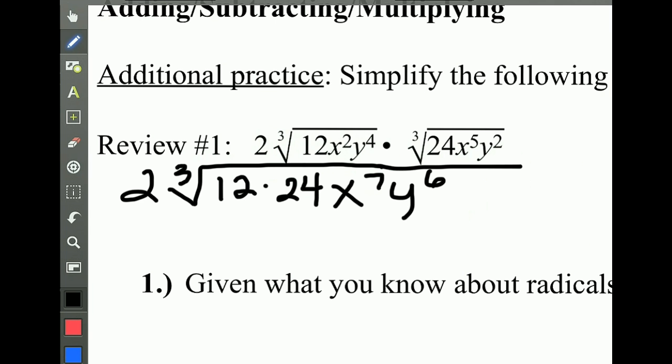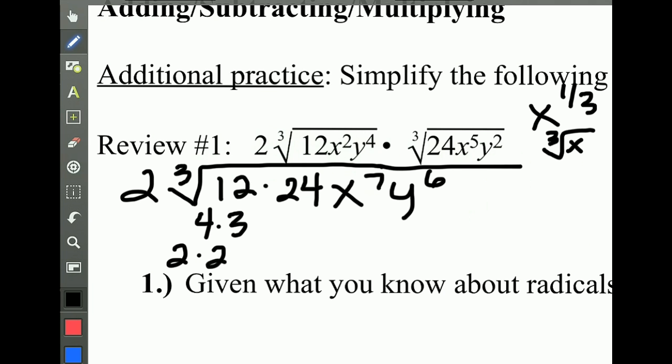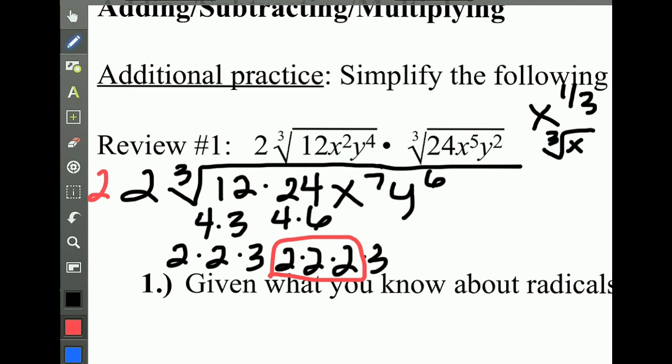Remember that with fractional exponents, x to the 1/3 is the same thing as the cube root of x. This is where fractional exponents come in handy. So let's break this down: 12 would be 4 times 3, or 2 times 2 times 3. And then we would have 24, which is 4 times 6, or 2 times 2 times 2 times 3. In that, I've got at least a set of 3 2s, so that's going to come to the outside with our existing 2. I only have 2 3s and 2 more 2s, so they're going to stay inside there.